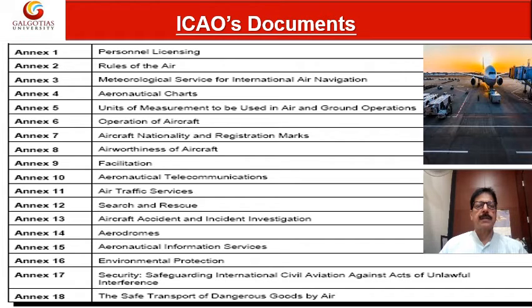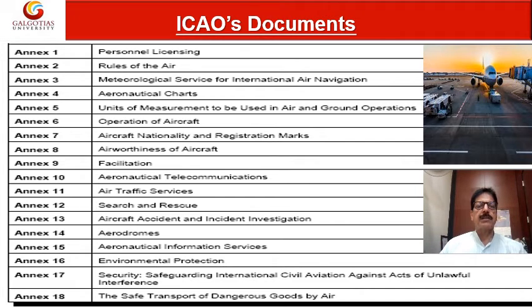A few are vital, like Annexure 1, personnel licensing of the pilots. Then 2 deals with the rules of the air. This is very important: how aircraft are supposed to behave in air. If two aircraft are heading reciprocal to each other, how will they ensure their safety? Both are required to turn right. So these rules must be known to all. ICAO has issued the standard annexure on this, and every air operator is supposed to know about it.